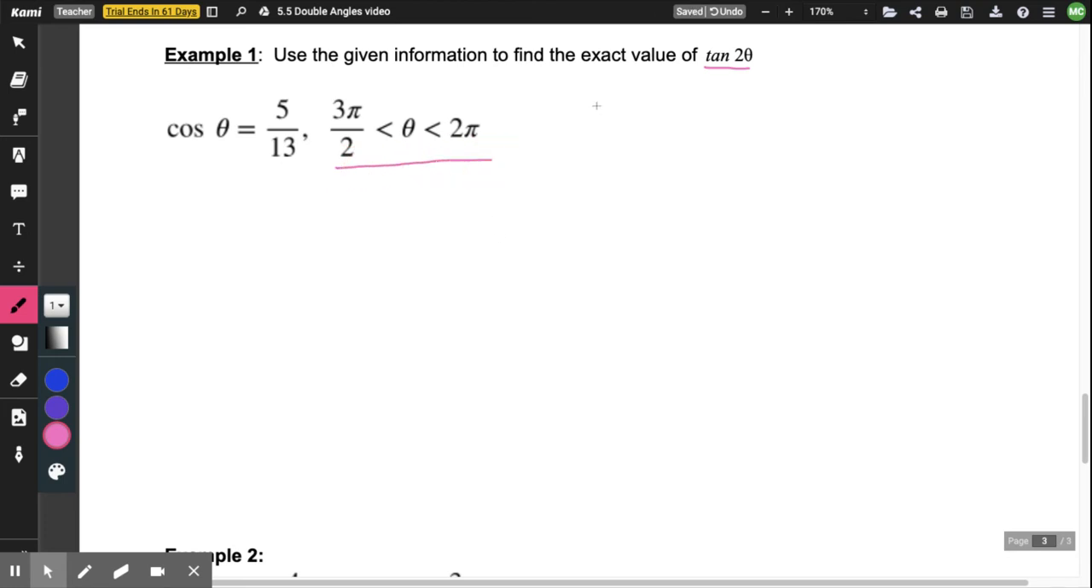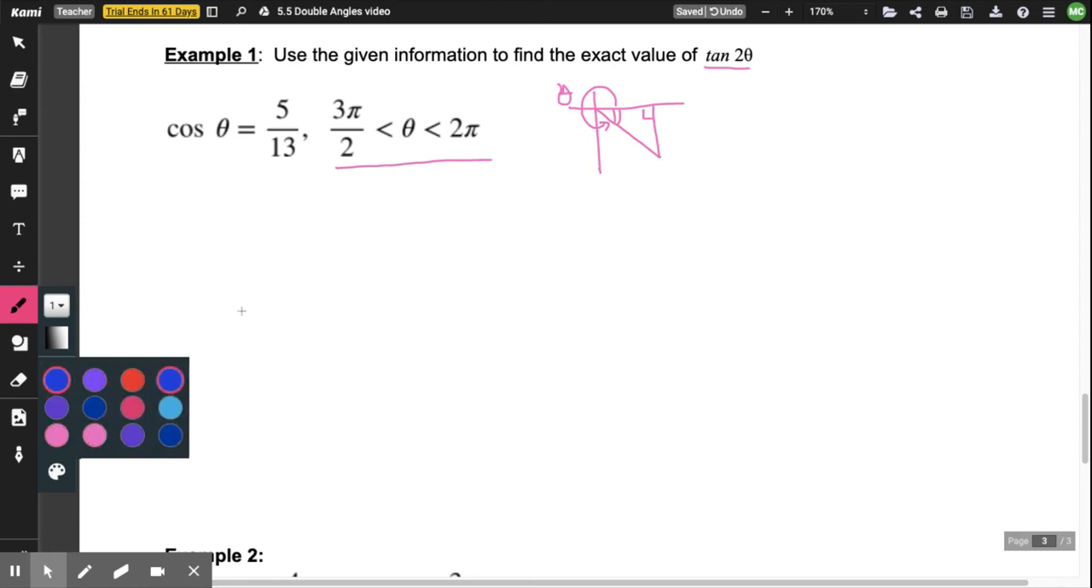So in order to find what I need, I'm going to draw a picture of the angle theta. This is theta, and it is in quadrant 4. This is my reference angle here. And I know that cosine of theta is 5/13. So that would mean that the adjacent side or the x side would be 5 and the hypotenuse would be 13. And here in quadrant 4, the x's are positive and of course the hypotenuse is always positive.